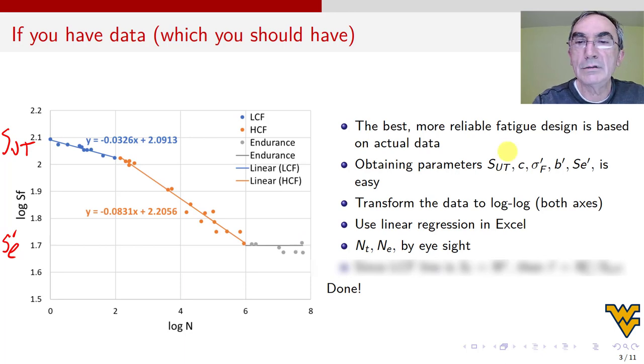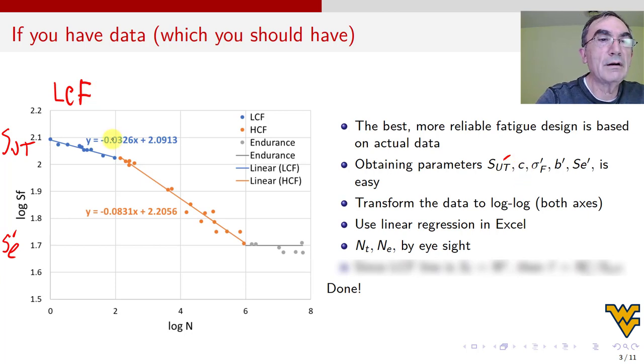So what do we need? We need SUT, all right? Yes, SUT is there, 10 to the 2.1. We need C prime, which is equal to C because in low cycle fatigue, which is this region, C and C prime are the same. So where is this? It's the slope of this curve, so it's this number here. Yes, with a minus, you see, it's going down. So from that you can get C.